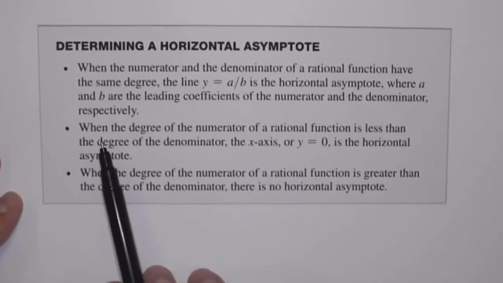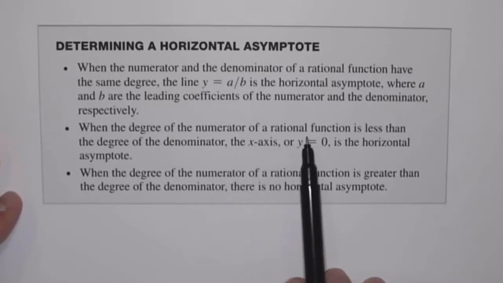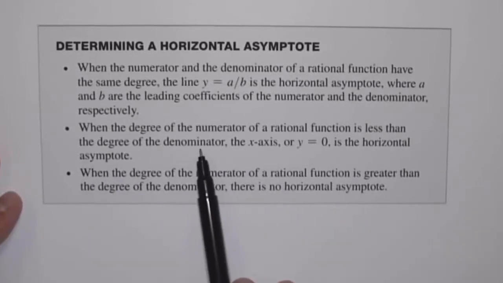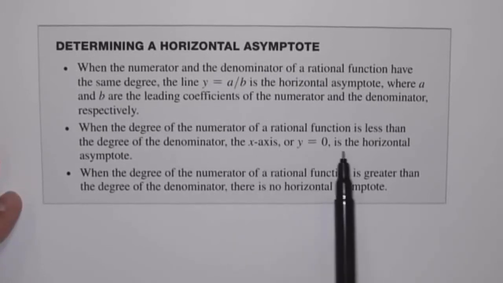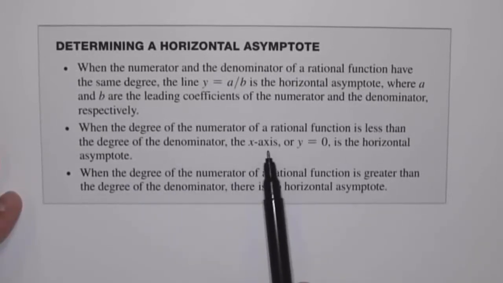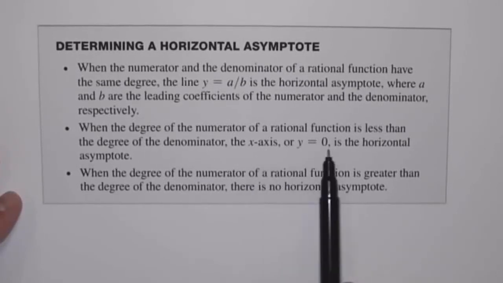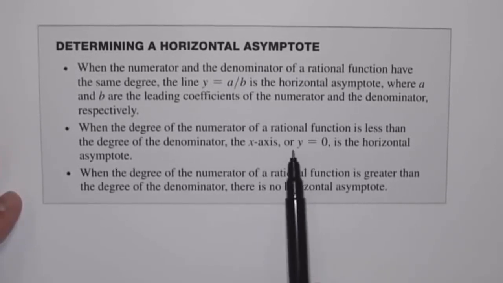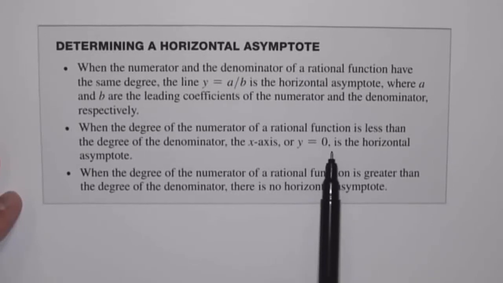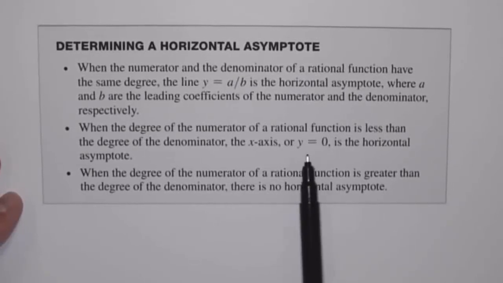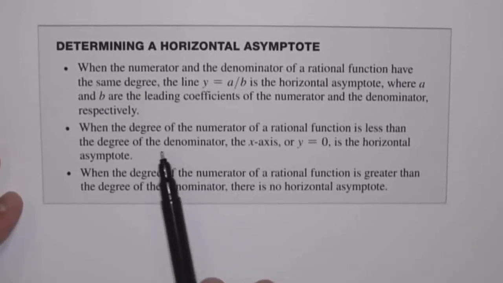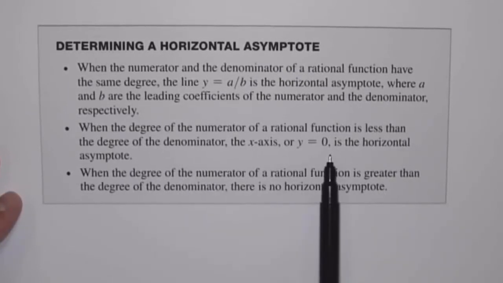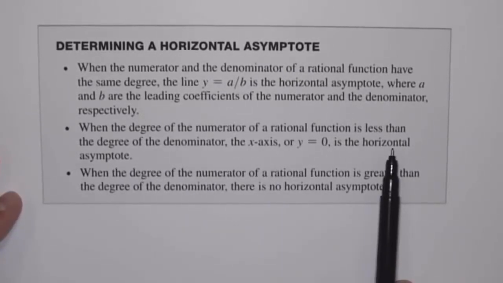Bullet 2, though. When the degree of the numerator of a rational function is less than the degree of the denominator, then the x-axis, or the line y equals 0, is the horizontal asymptote. The x-axis and the line y equals 0 are the same thing. We'll usually write the horizontal asymptote as y equals 0 if it's the x-axis. So if the degree of the numerator is, say, 2, and the degree of the denominator is bigger than that, say 3, then the x-axis, or the line y equals 0, will be the horizontal asymptote.